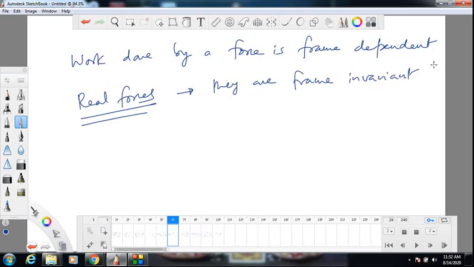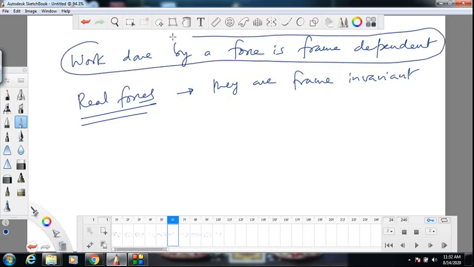Of course, pseudo force comes only in non-inertial frames. That's a different issue. It's not a force in the strict sense. Pseudo force is a fictitious force. That's why we use the word pseudo. But all real forces are frame invariant. Whichever frame you go, the force is still there. If one observer sees a real force of 5 Newton, every observer sees that 5 Newton. But they may see different accelerations or different speeds because they may be moving. That is a different issue. So work done by a force is frame dependent, but the force itself is frame independent.